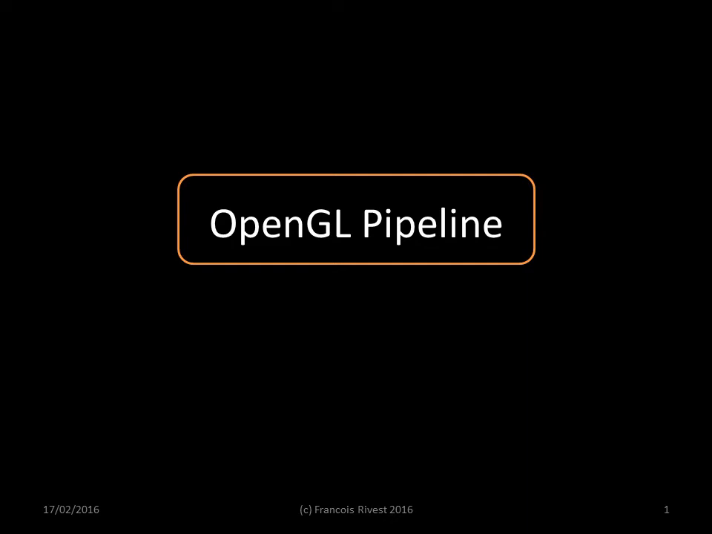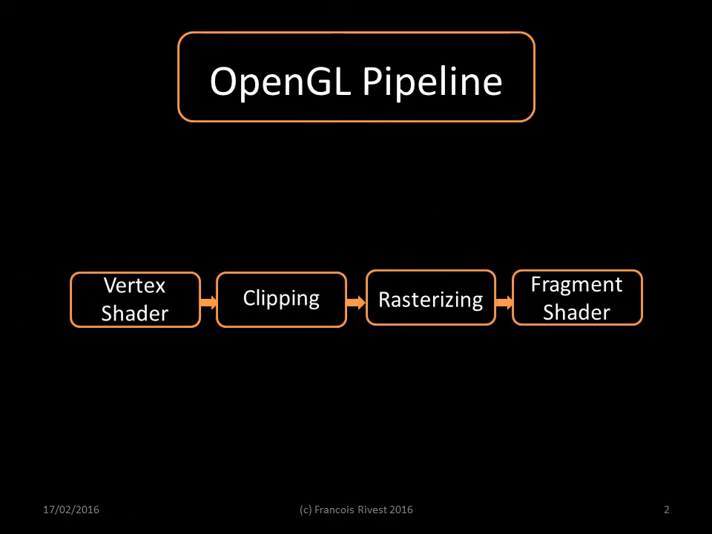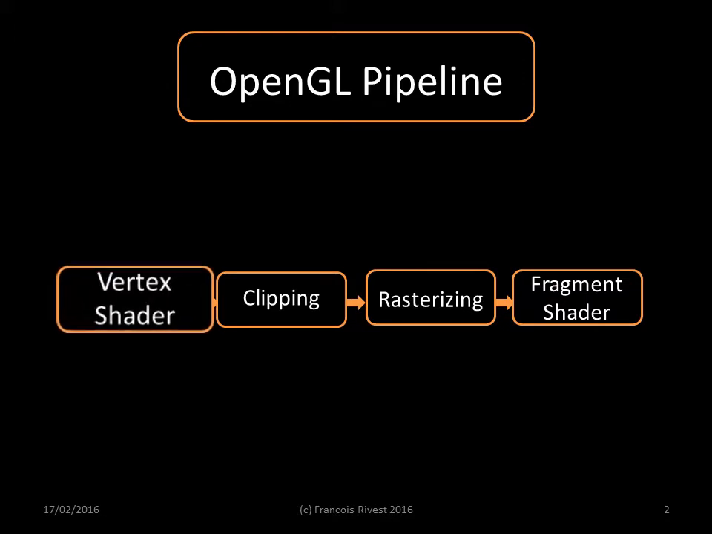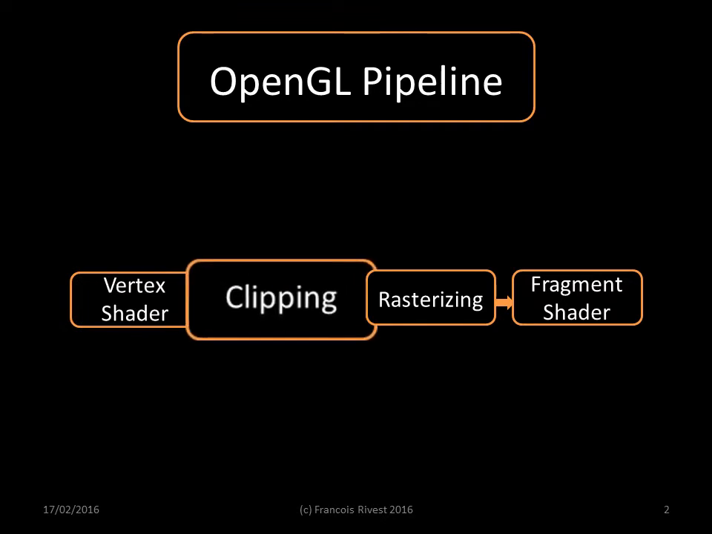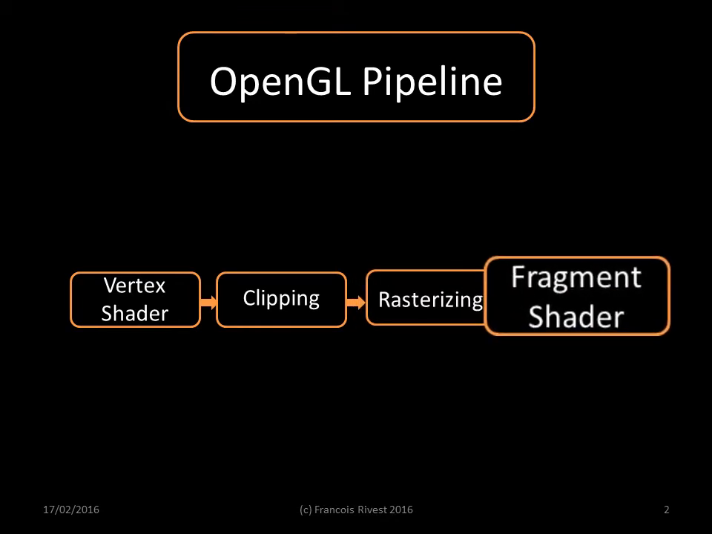Okay, so today we're going to talk about the OpenGL pipeline. The OpenGL pipeline has four major steps. The first one will be the vertex shader, the second one will be the clipping, the third one is the rasterization, and the fourth one is the fragment shader.